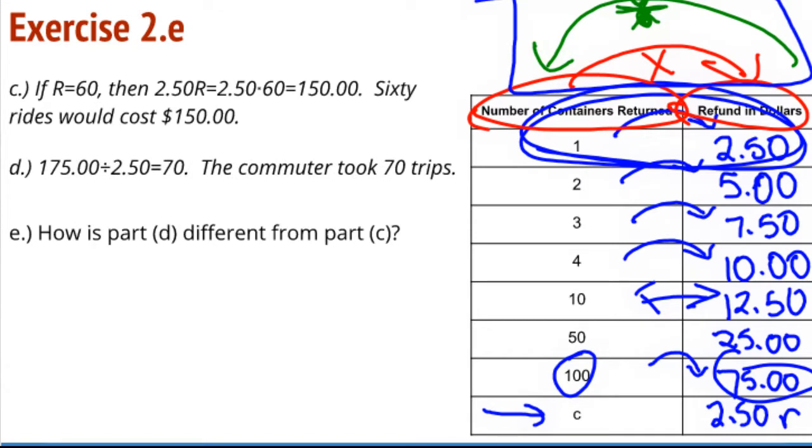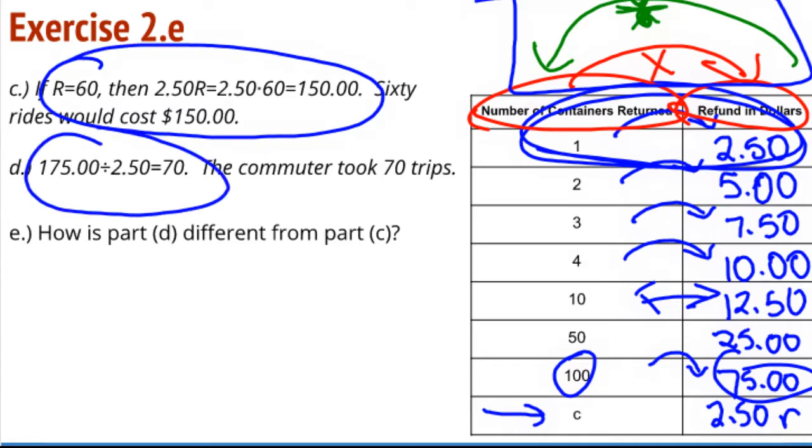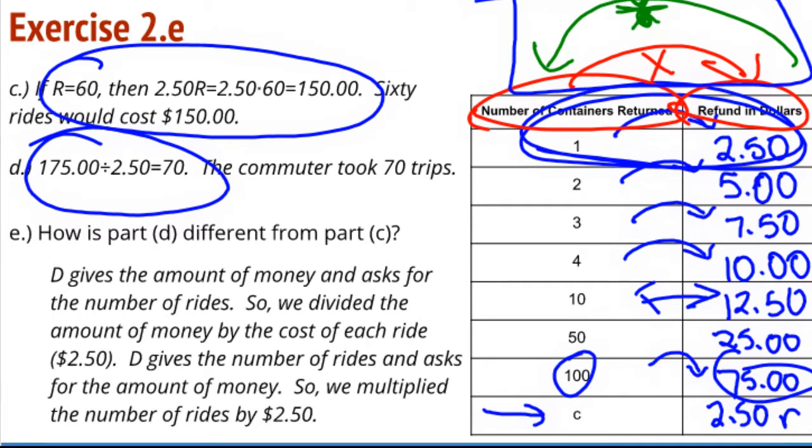All right, so once again, comparison here. Well, we had a multiplication expression, and then we worked the inverse for division. So they gave us the amount of money, asked for the number of rides, so we divided. They gave us the number of tickets, so we multiplied.